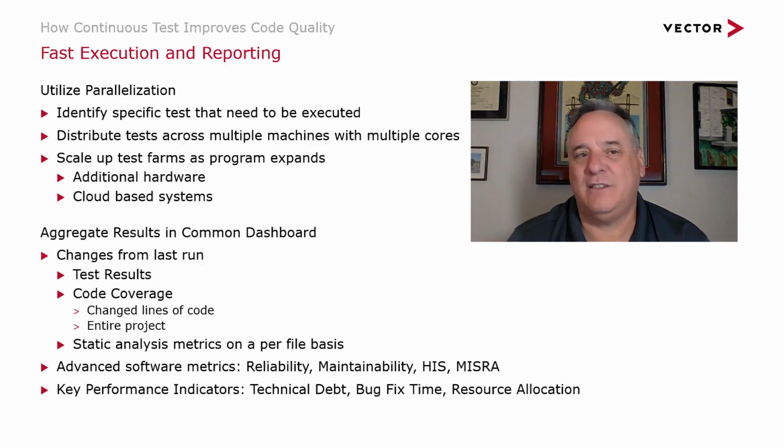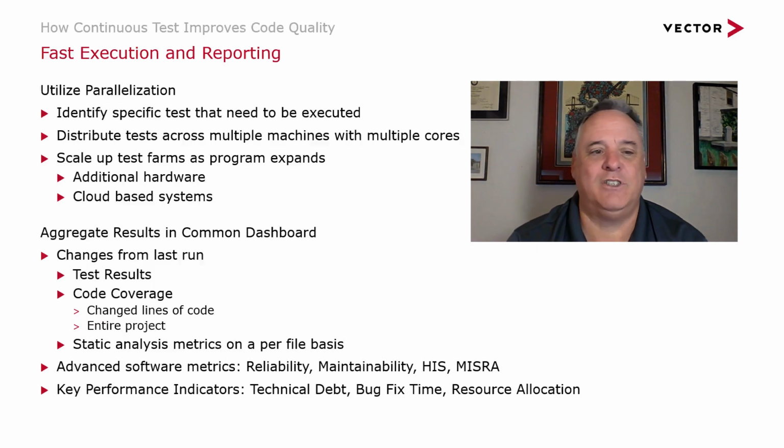So the idea with these standard dashboards, and a lot of CI tools, continuous test tools, will have a common dashboard. They'll let you see the deltas from run to run. So test results: did I fail any more? Did I reduce the code coverage? It'll allow you possibly to look at just coverage on lines of code. And then the static analysis metrics really need to be on a per file basis and then rolled up so you can see exactly what's going on.